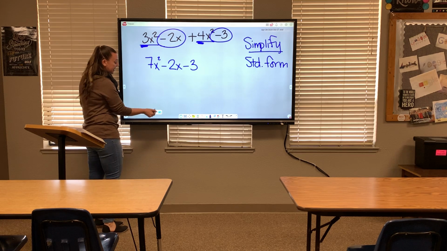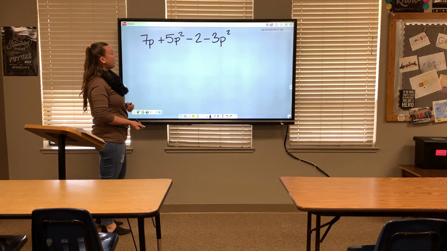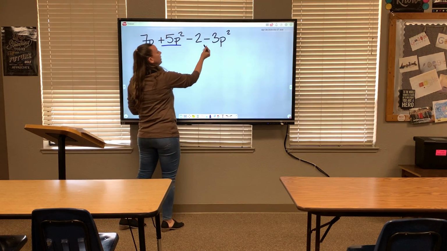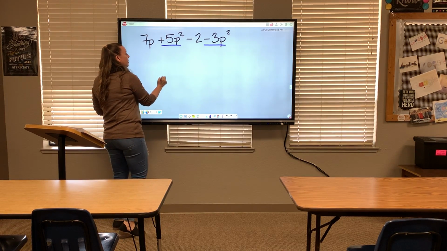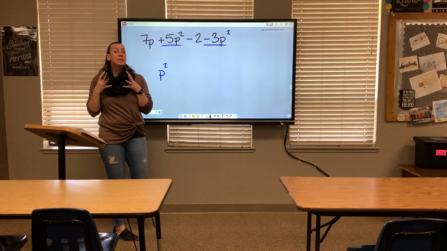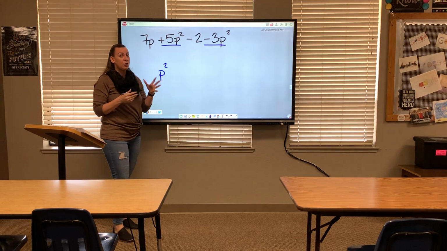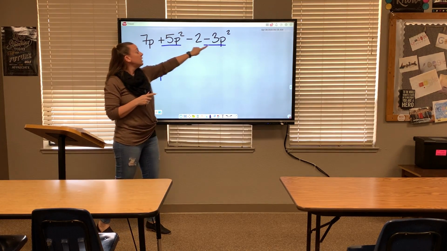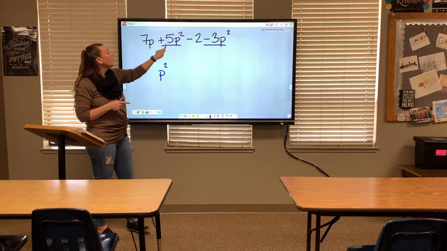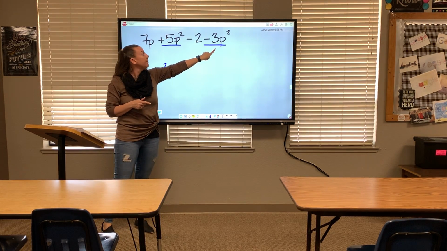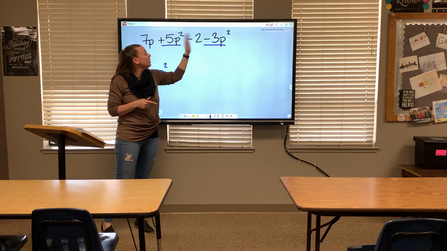Let's try another one like this. Okay, I have a 5p squared minus 3p squared. Those are like terms, so we want to combine them. I keep my p squared. My variable does not change, so whether it has an exponent or not, I want to double check that. These two are the same. This p is not, because it does not have an exponent. So I want to do the ones that are exactly the same. So I have 2 of these that are p squared.